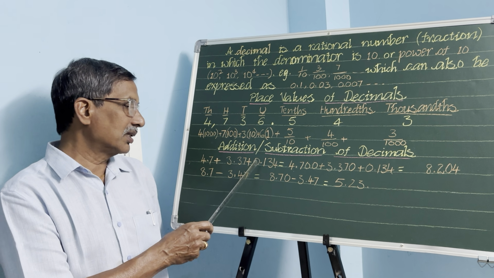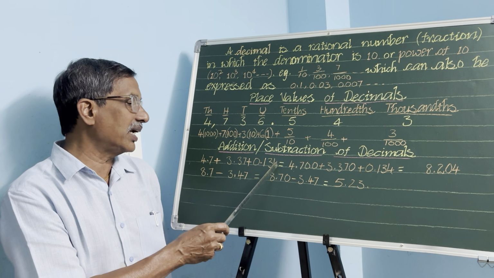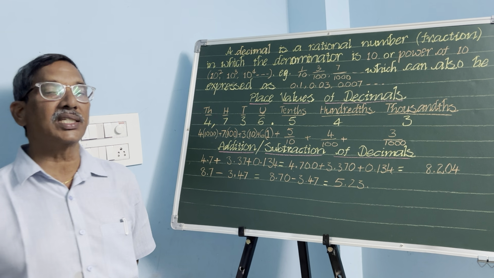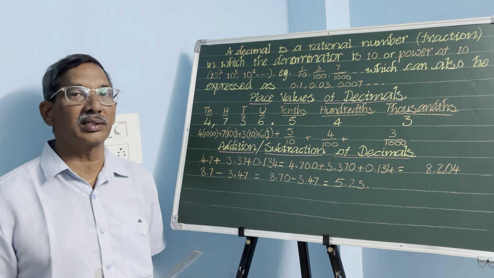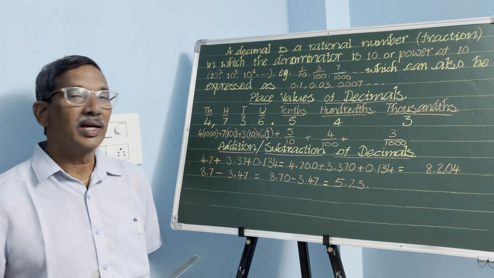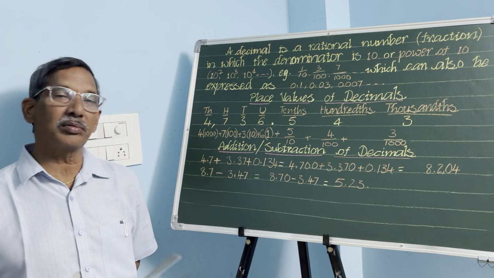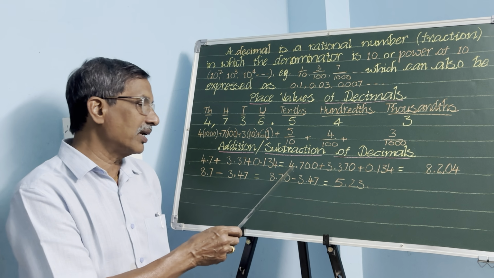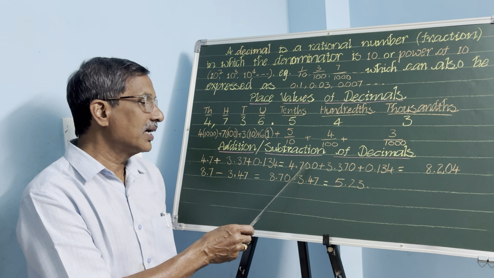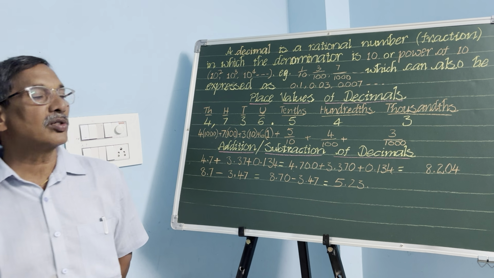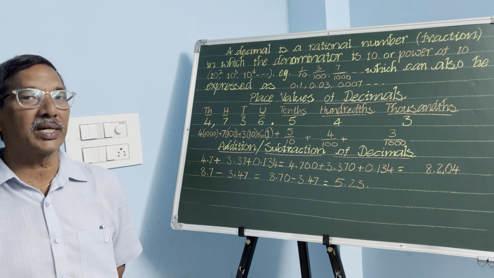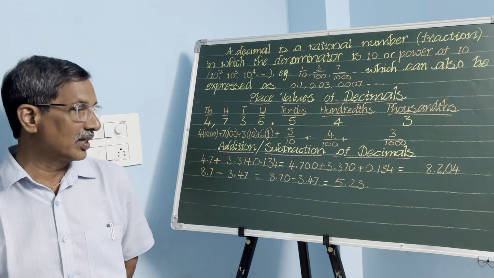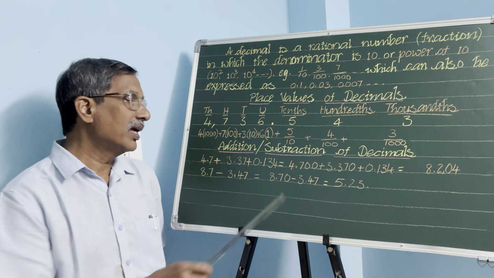See here, the third number has 3 decimals. So to make our addition easier, to calculate easily, we make all decimals to 3 places. See here, 4.7 can also be written as 4.700. So the value of a decimal number does not change if you add any number of zeros on the right side of it.